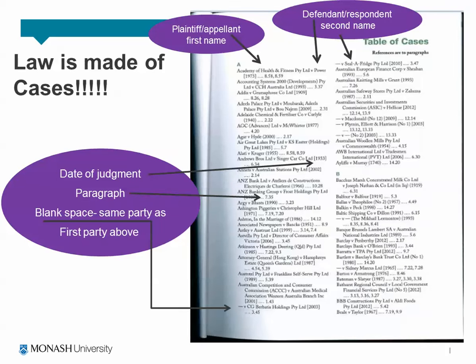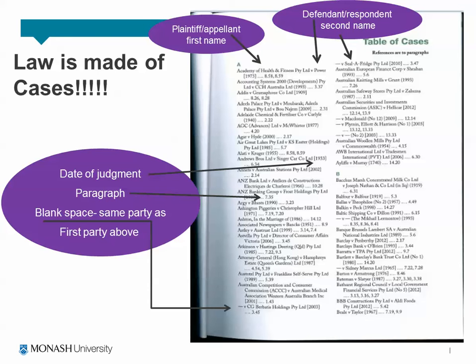Also, a big issue, law is made up of two areas, cases. So, at the beginning of the book, we have a table of cases. This gives them in alphabetical order, and the first party that is named in any case name is either the plaintiff or the appellant, and the second party is the defendant or the respondent.